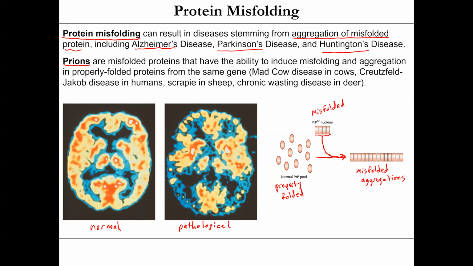So prions are actually considered sort of an infectious agent, even though they're not bacteria, virus, fungus, anything like that. They're just proteins. And actually mad cow disease in cows, Creutzfeldt-Jakob disease in humans, scrapie in sheep, and chronic wasting disease in deer are all caused by these prion proteins that are misfolded and cause other proteins in your body to misfold as well.